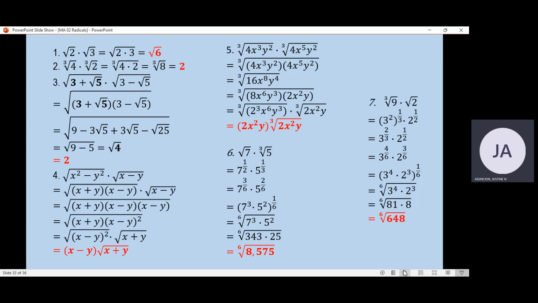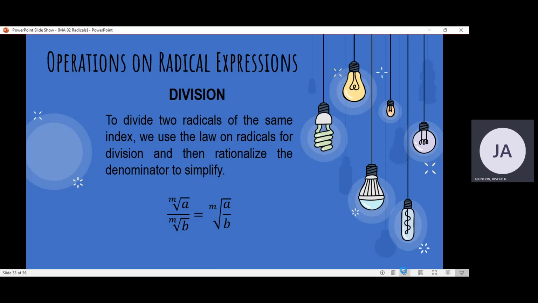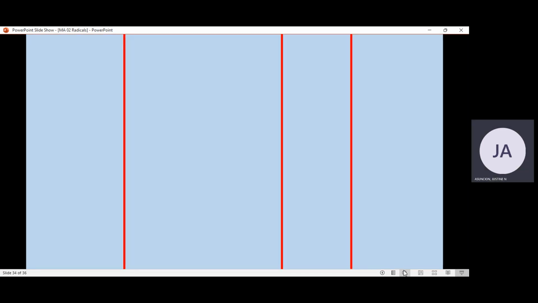And then last one. Okay, for the division, we apply this. The m root of a over the m root of b is equal to the m root of a over b. Okay, for instance, we have here the square root of 12x raised to 6 y cubed divided by the square root of 4x y raised to 4.